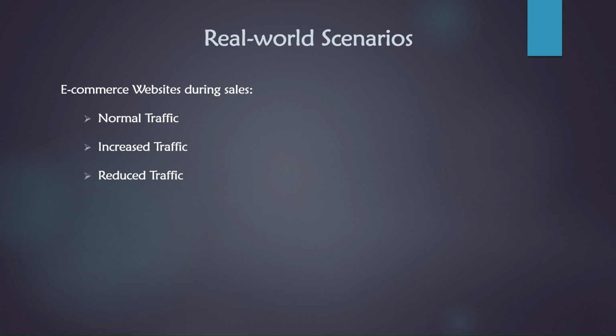So let's see a real world scenario. Here I have taken the example of e-commerce websites during the sales. So here we have three stages. One is normal traffic, second is increased traffic, and the third is reduced traffic. So let's see what happens in normal traffic. During regular days, the website receives about 1,000 requests per minute. The load balancer routes traffic to EC2 instances in the auto scaling group. This is what happens in normal traffic.